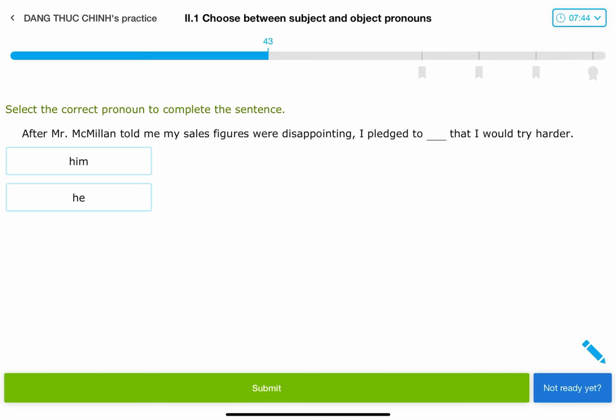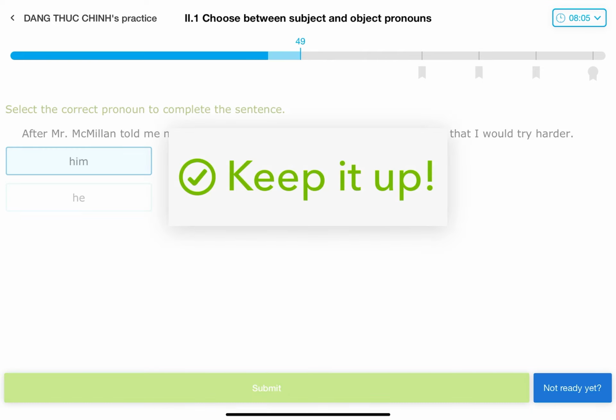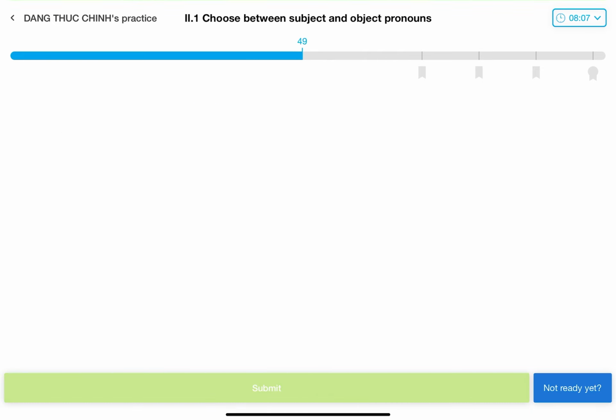After Mr. Macmillan told me my sales figures were disappointing, I pledged to him that I would try harder. To is a preposition, like to somebody or to something. So we would use this object pronoun.